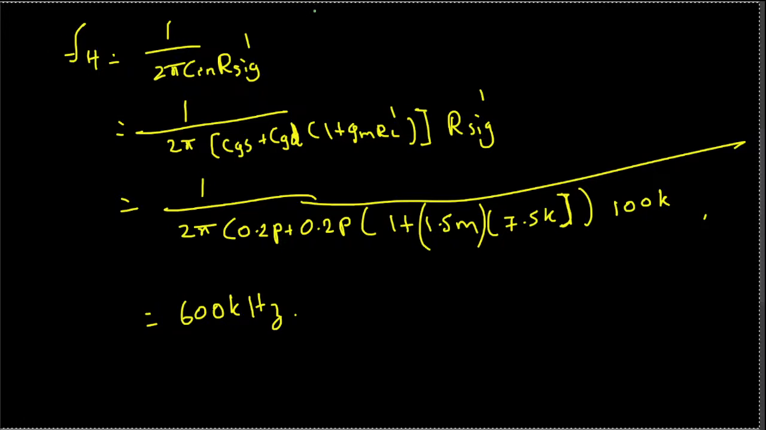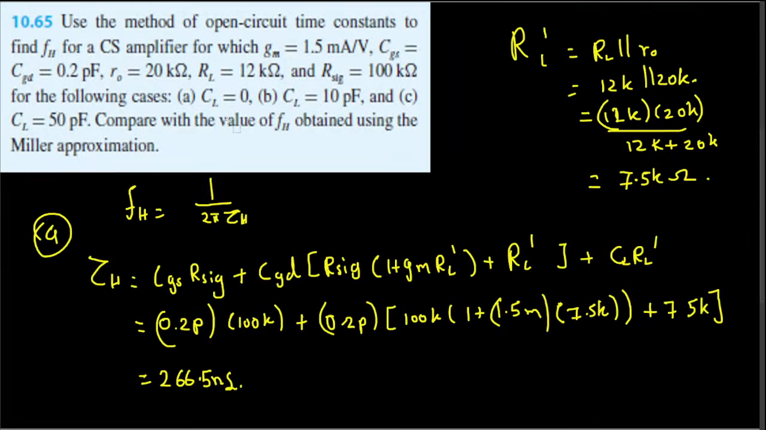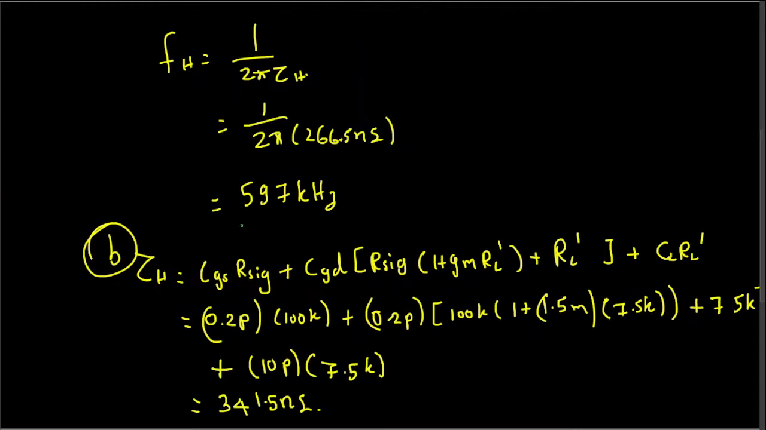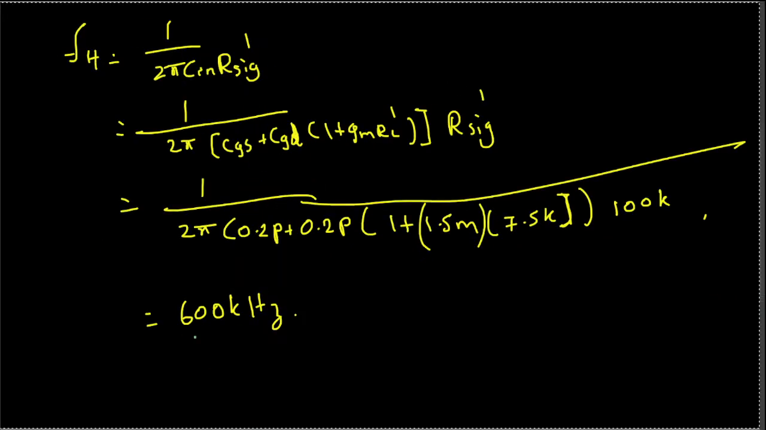So if you compare this value with the A part of this, it's almost close to it, because in the A part the load capacitance is 0, so it's almost like it's not considered. So 597, and here also 600, almost close to it. So when we are using Miller approximation, it's like we assume just load capacitance will be 0. Okay, that's why if you have load capacitance and if you want to calculate the FH value, the best method is open circuit time constant method, because that's going to give the more realistic value.